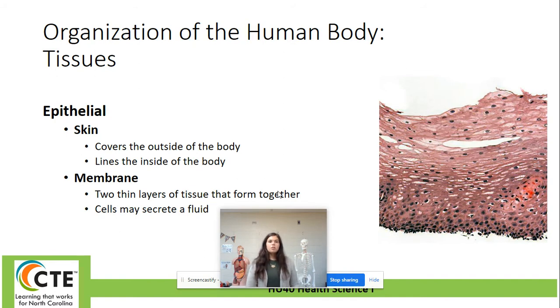The epithelial tissue is your skin and covers the outside of the body, lines the inside of the body, and then you have a membrane, which is 2 thin layers of tissue that form together, and the cells may secrete a fluid. So there you have a picture of the epithelial tissue, and then on here I'm going to show you on the model the epithelial tissue is this thin layer that grows across the top of the skin, okay? If you look at it from the front, it's this tan part, and from here you can see the thin layer.